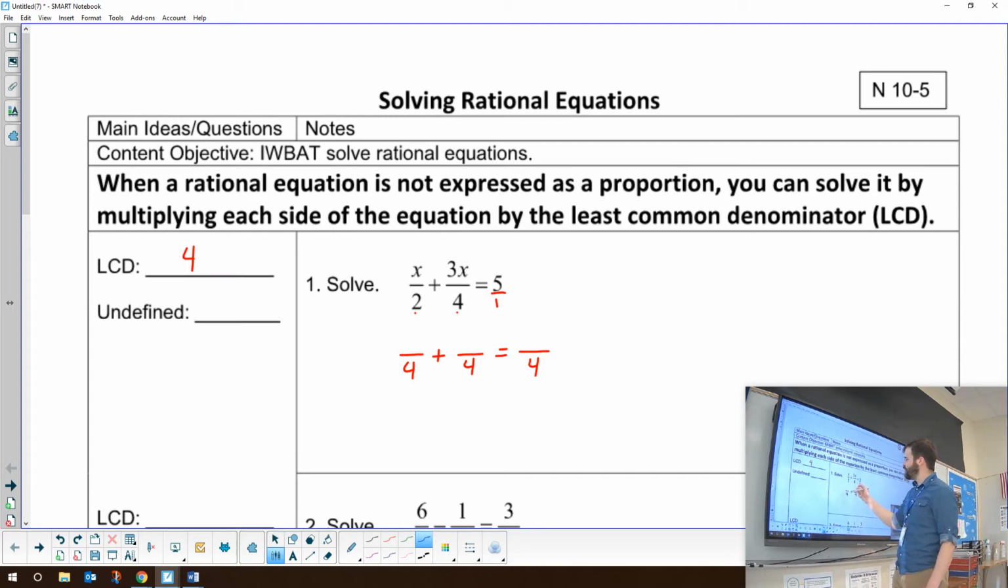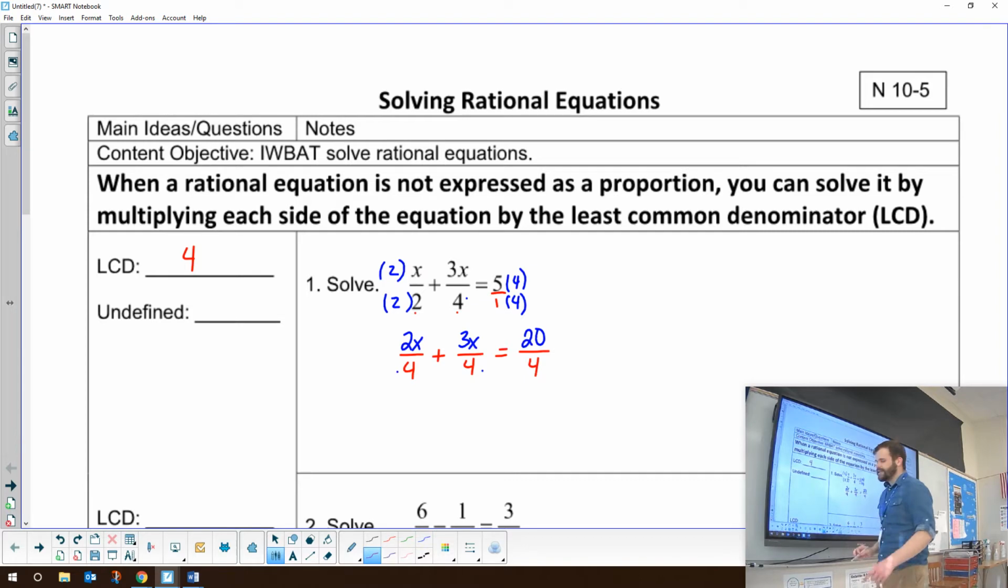So to get from 2 to 4, we have to multiply by 2. So we go 2 times x is 2x. 2 times 2 gets me to that 4. Now to get from 4 to 4, I don't have to multiply by anything. So we're just going to rewrite what was already on top, 3x. It already is over 4. Then to get from 1 to 4, I need to multiply by 4. So 5 times 4 is 20.